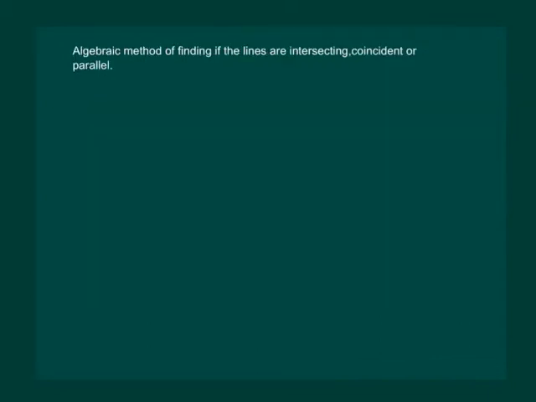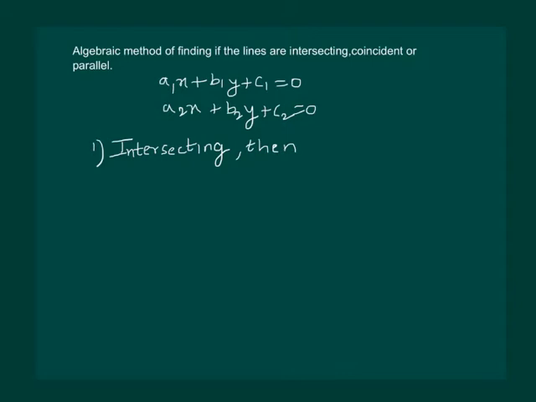It is not always practical to find by the graphical method whether the given pair of lines are intersecting, coincident or parallel. So we have another method. Suppose we have the two equations, then the lines will be intersecting if a1 by a2 is not equal to b1 by b2. That is, the ratio of the x coefficients is not equal to the ratio of the y coefficients.